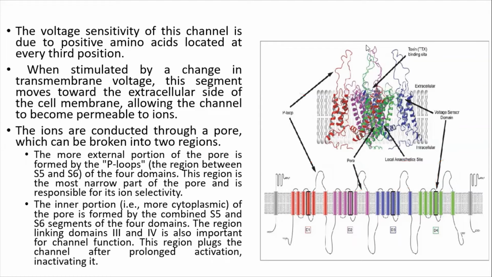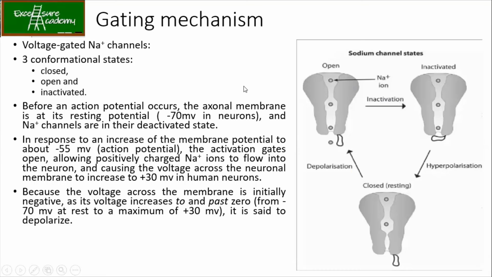Okay. Now coming to the gating mechanism now. Gating. Since it is a voltage gated channel, right? So we have to see how it is happening. So there are 3 conformational states. मैंने हमेशा क्या बोला था? There is 2, closed and open. But here people have considered the inactivated state of your sodium channel as well. Okay. So before an action potential comes, the axonal membrane is at resting potential, that is minus 70 millivolt, right? And Na plus channels are there in deactivated state. यानी कि क्या, ना बंद है ना open है, they are just totally deactivated. It is not in use.